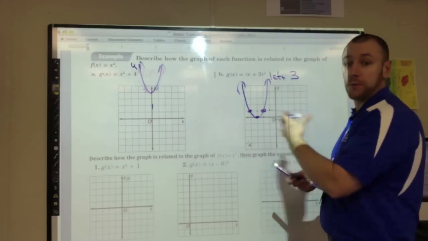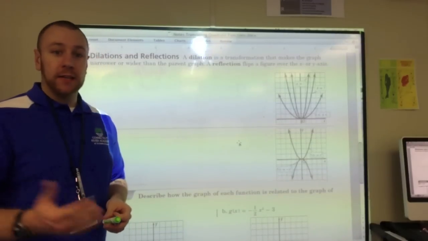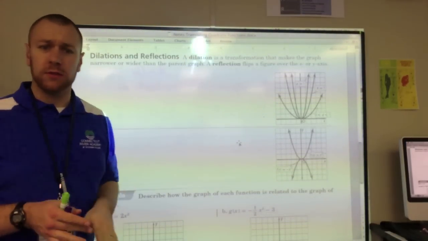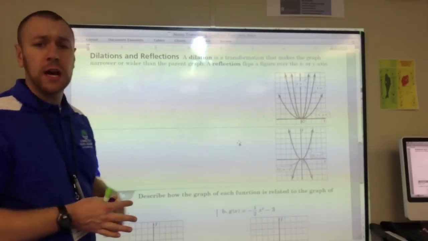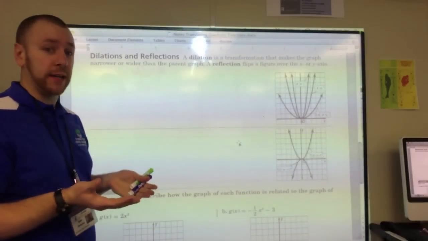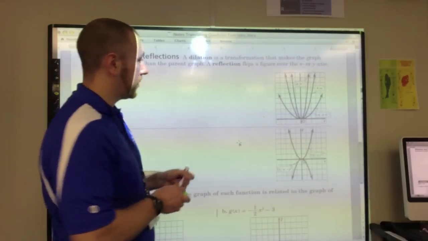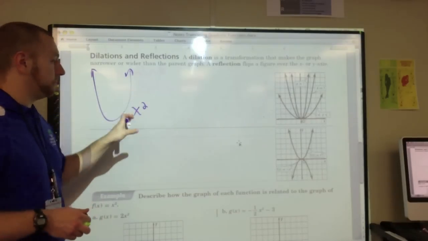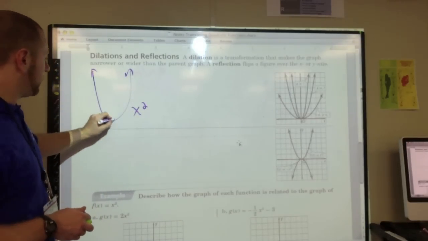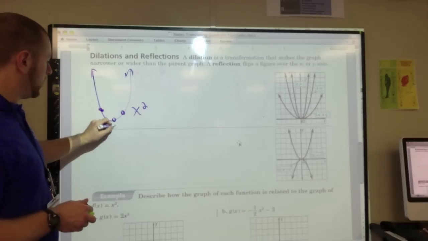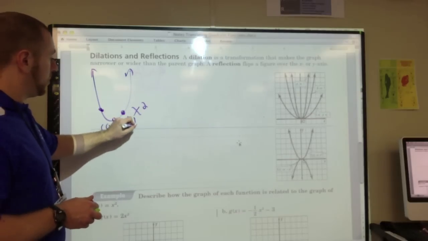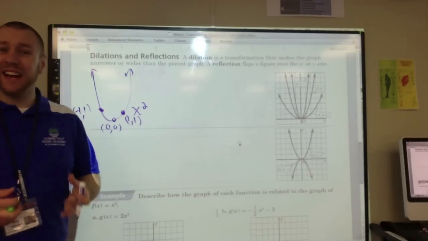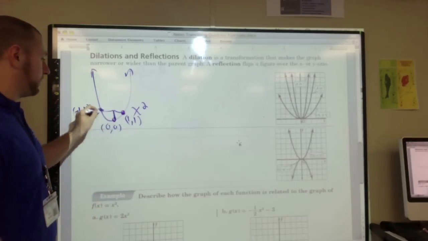moved over 3 units. So on the backside, we talk about dilations and reflections, okay? We don't use those terms. The book uses those terms. I talk about a narrowing and a widening. So typically, the parabola with just x squared, nothing in front, typically goes through 0, 0, 1, 1, and negative 1, 1. It has kind of a slope of up 1 over 1.